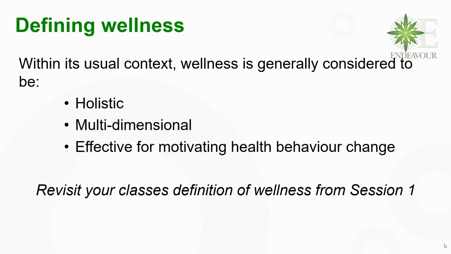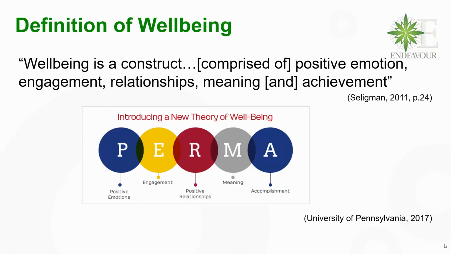We differentiated wellness from well-being by using Martin Seligman's theory of well-being, which we call the PERMA model. And we'll remember that in well-being, it was still multidimensional, but the PERMA model addresses positive emotions, engagement, positive relationships, meaning, and accomplishment. And we need to have all of those things together for us to have a sense of well-being. But well-being and wellness can never be separated from each other.